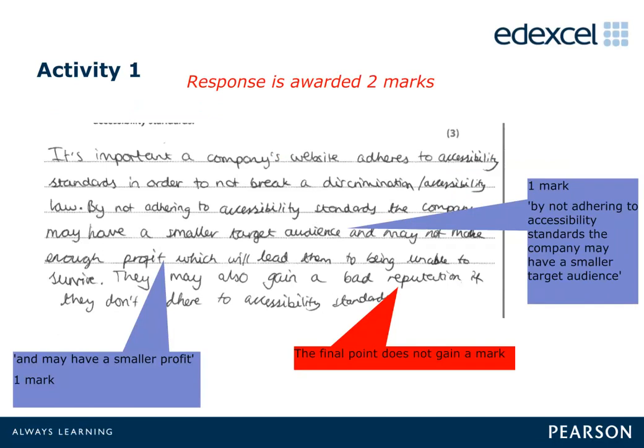Two marks awarded also against mark point 3. By not adhering to accessibility standards, the company may have a smaller target audience, 1, and may have a smaller profit, 1. Although this is phrased in the negative, to the mark scheme the point is still valid and makes sense. The response does not gain a third mark for they may also gain a bad reputation, because profit and reputation are part of the same marking point, as they are both linked to success of the business.